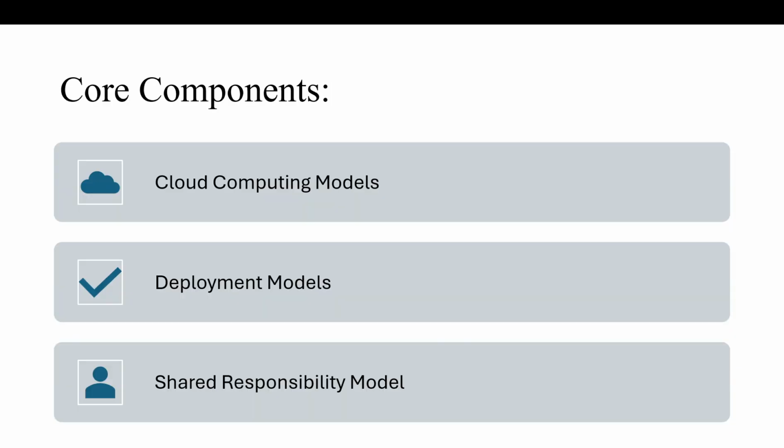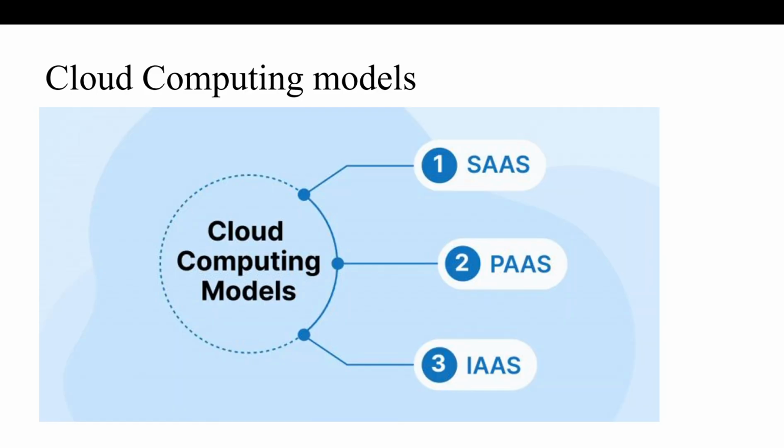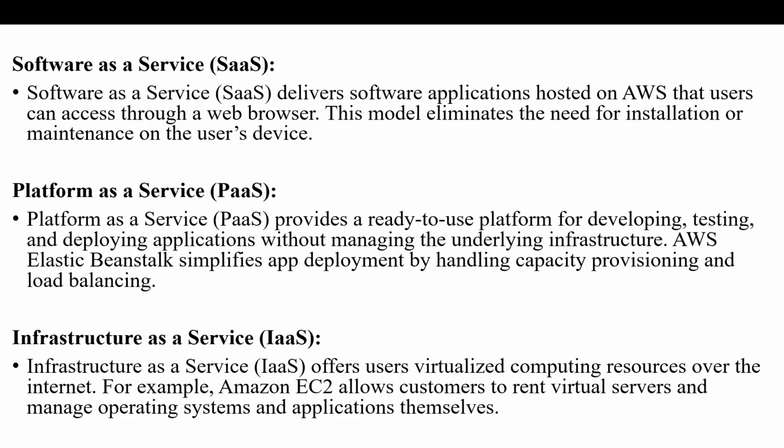Core components. These are some core components in AWS: cloud computing models, deployment models, and shared responsibility models. In cloud computing models, we have SaaS, PaaS, and IaaS. Basically, SaaS, which stands for Software as a Service, delivers applications hosted on AWS that users can access through a web browser. This model eliminates the need for installation or maintenance on the user device.